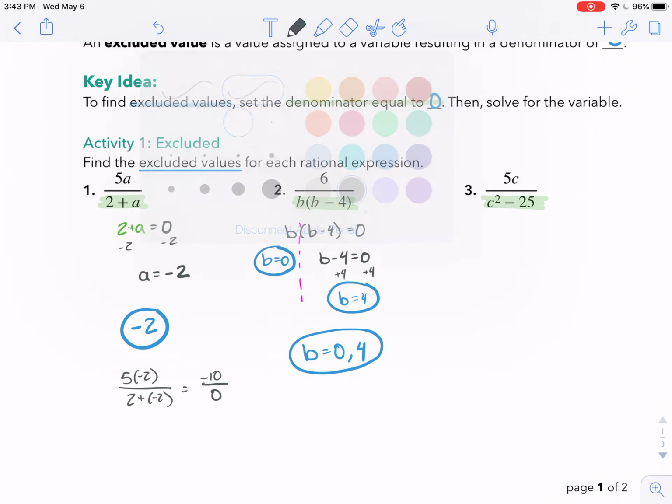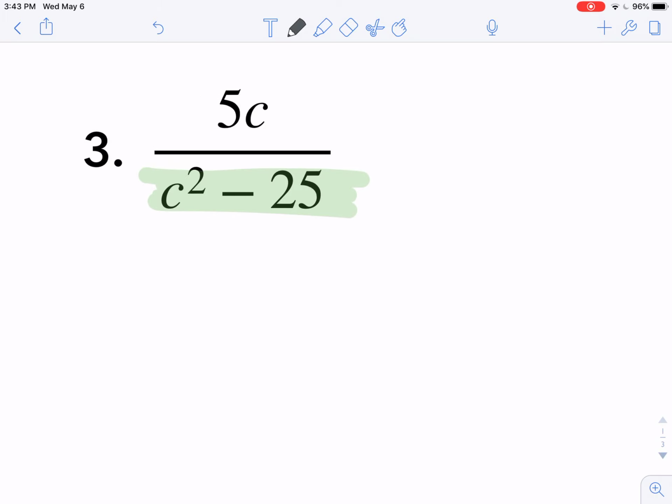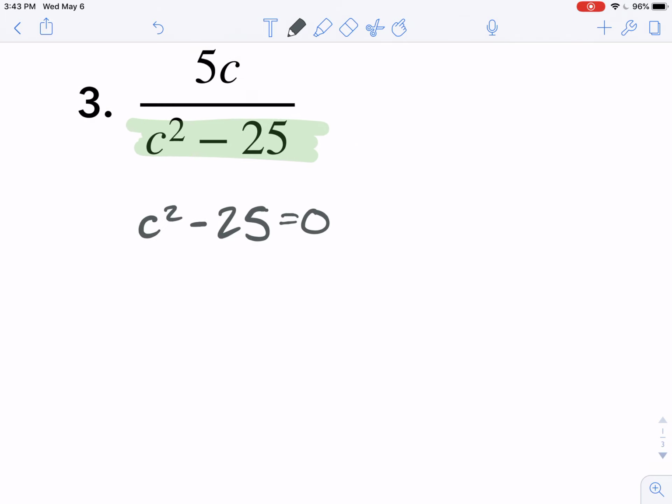And one more. To find excluded values here, we're going to set our denominator equal to 0. So c squared minus 25 equals 0. Okay, well, let's get c all by itself. We'll add 25 to both sides, giving us that c squared equals 25.